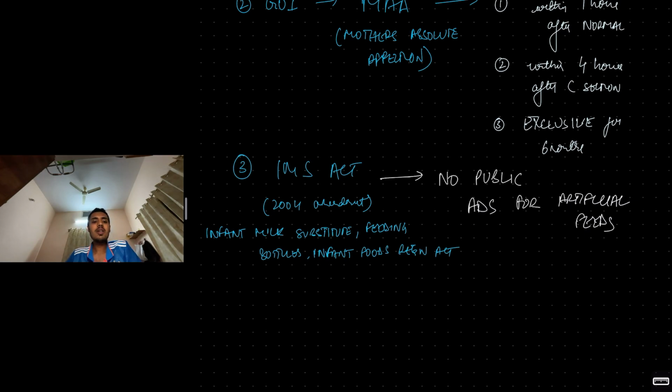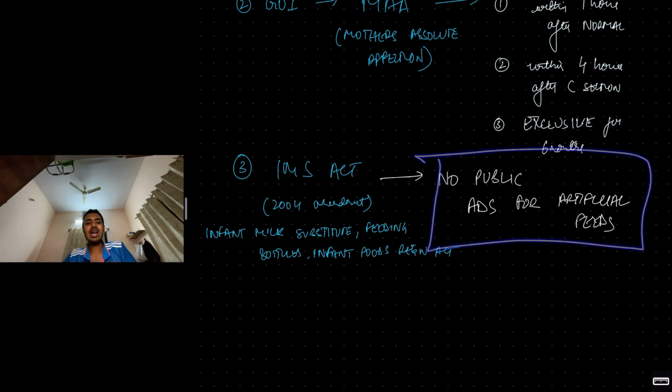Why do we need artificial feeds? It will actually harm the baby. So therefore, this act says that there should be no public advertising, no public marketing for these artificial feeds. In olden days, every day on TV, Cerelac advertisement, Nestle baby feeds advertisement. Now you won't see a single one because it is not allowed. No public advertisement is allowed for artificial feeds.